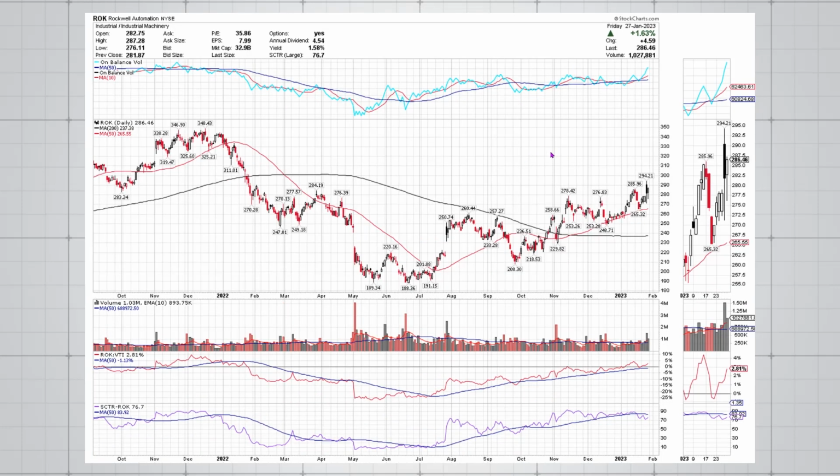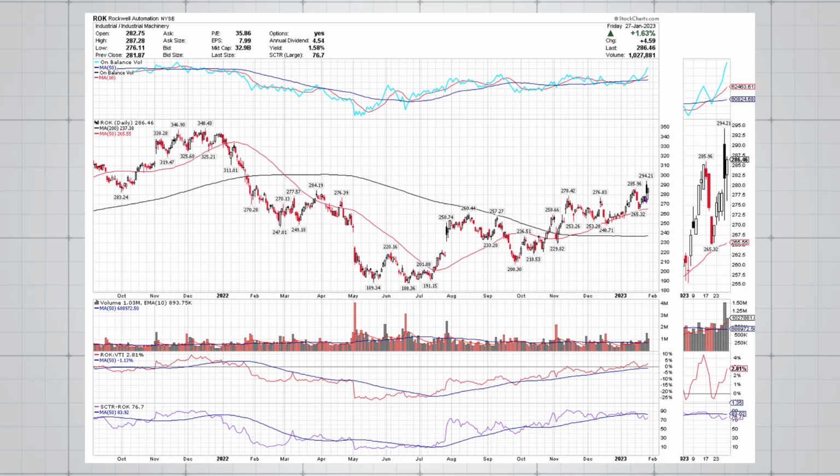Our next one, Rockwell Automation. Here we have an upslope following the 50. Look at the support on the 50 in the last week of the last calendar year and into the couple days of January this year. Very nice, following that rising 50 right up.